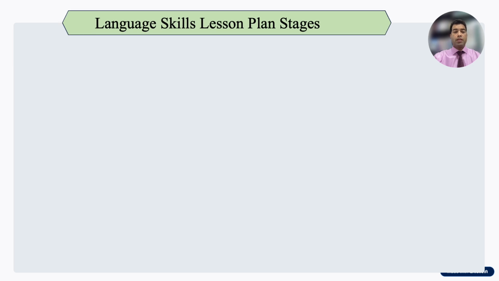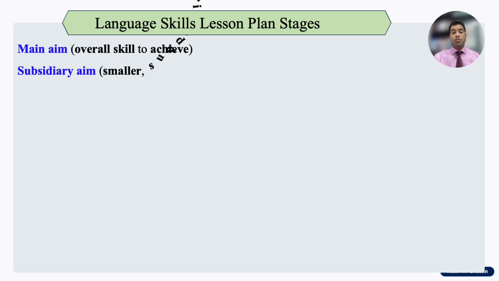Let's move to the language skill lesson plan stages. Whenever we are teaching any skill like listening, speaking, reading or writing, we have a lesson plan. In a lesson plan, there are specific stages. Whenever we go to the class, we should have an aim, the main aim, for example reading. At the end of this lesson, students will be able to read something about any topic and can perform. Then the subsidiary aim: smaller or supporting tasks. For example, reading is the main aim, speaking or vocabulary teaching might be the subsidiary aim.